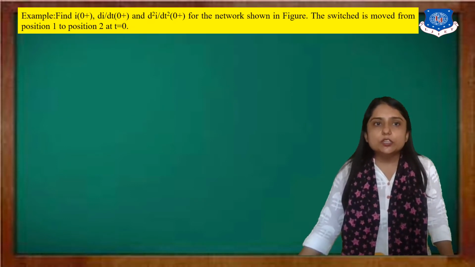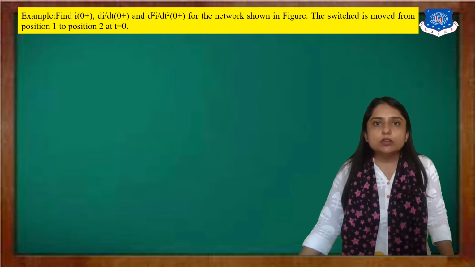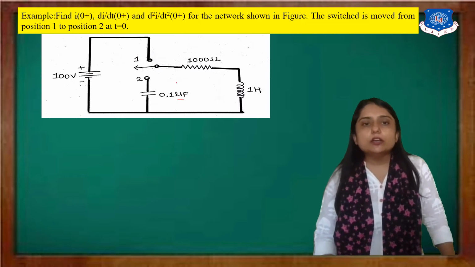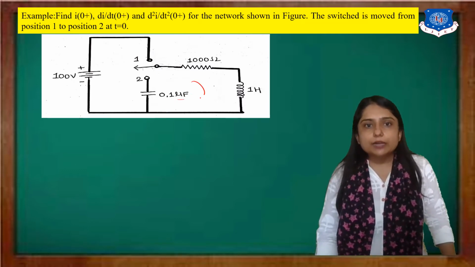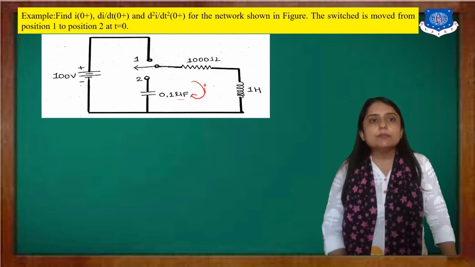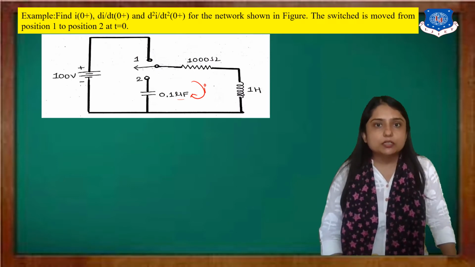Find I(0+), di/dt at 0+ and d²i/dt² at 0+ for the network given in the figure. The switch is moved from position 1 to position 2 at time t equal to 0. This diagram is given to us. See here, we first want to find the current I, that is, this loop current. And some condition is given to us, that is at I(0+).